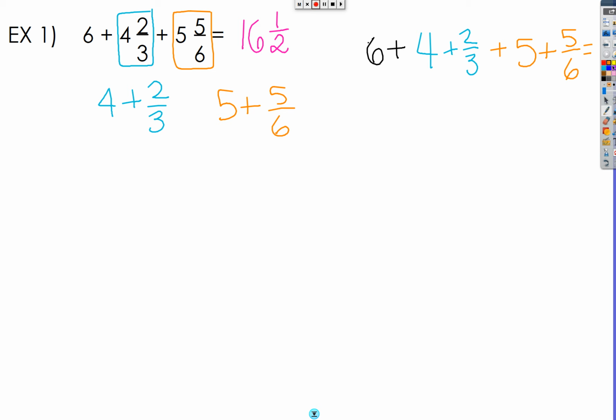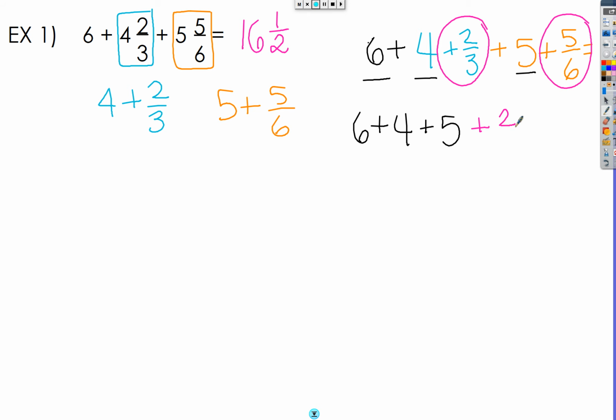I'm going to use the commutative property to move my values around, and so kind of like we were talking, combining or getting our like terms together, I'm going to move all of my integers or whole numbers together. And so I'm going to have 6 plus 4 plus 5 all together, and then I'm going to combine my positive 2/3 and positive 5/6 together. Okay. My whole number, 6 plus 4 plus 5 makes 15. So this piece here gives me 15.